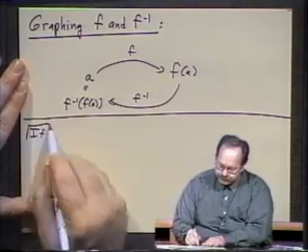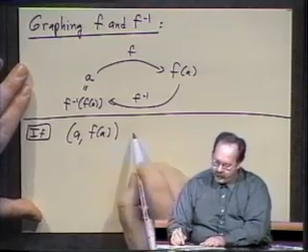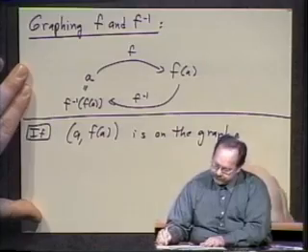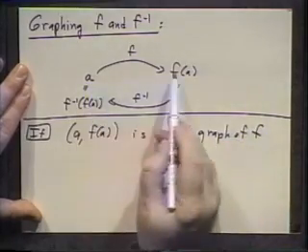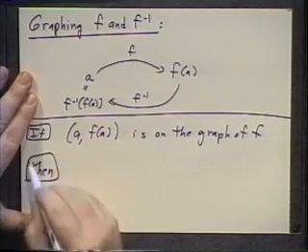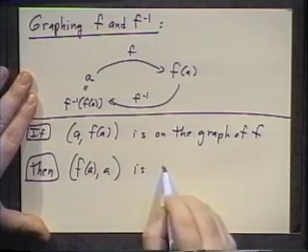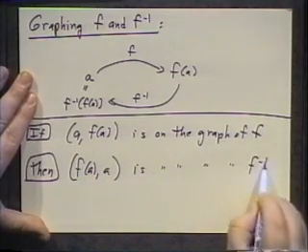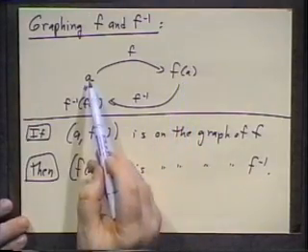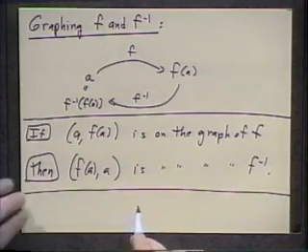if the point A, f of A is on the graph of f, then the reverse, f of A, A, is on the graph of f inverse. Because if I go backwards, f of A becomes the domain element and A becomes the range element. So that makes it very easy to produce a graph.